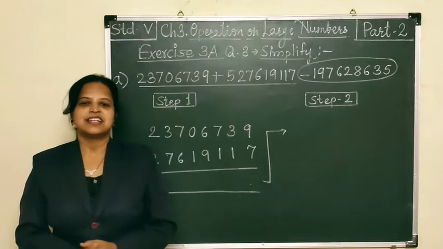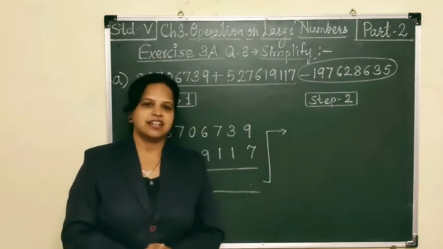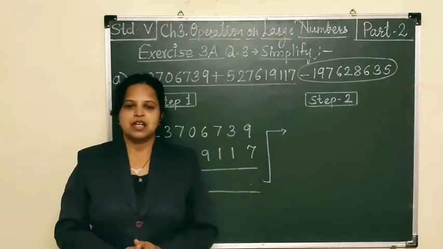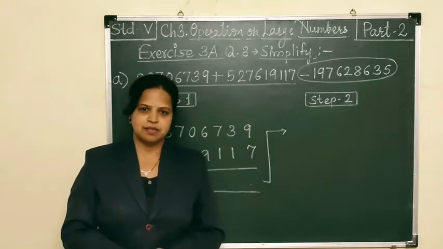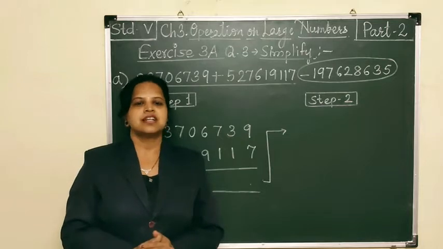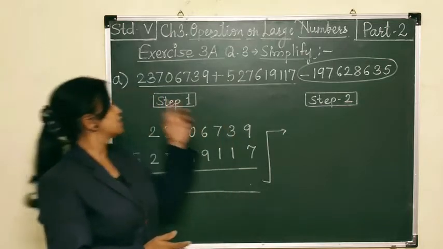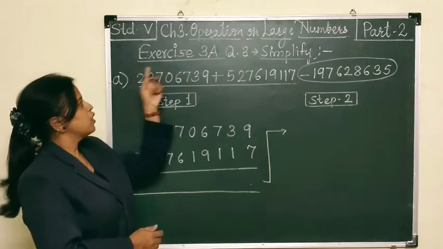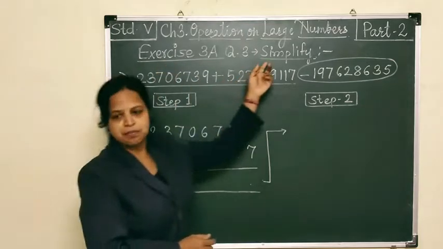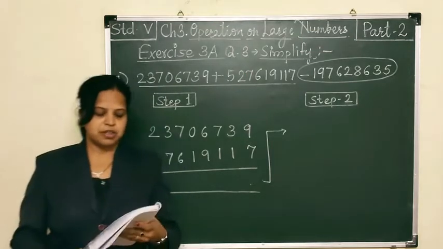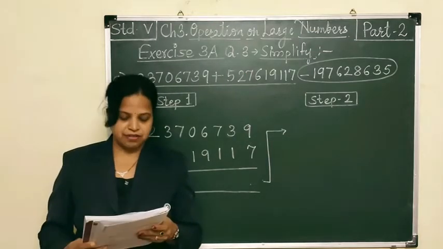Dear students, in the last video we started chapter number 3, that is operations on large numbers. From that we solved some sums and some were given as homework. So let us see the next question, that is question number 3 from exercise 3A. What is this question number 3? Just open your textbook and see question number 3, copy and simplify.